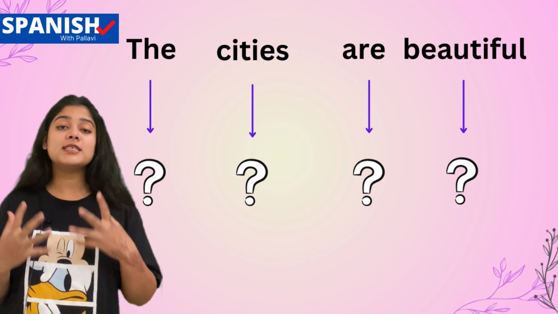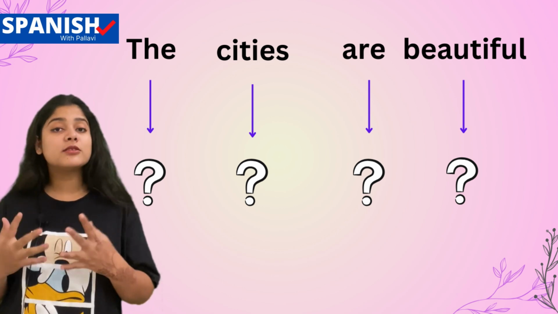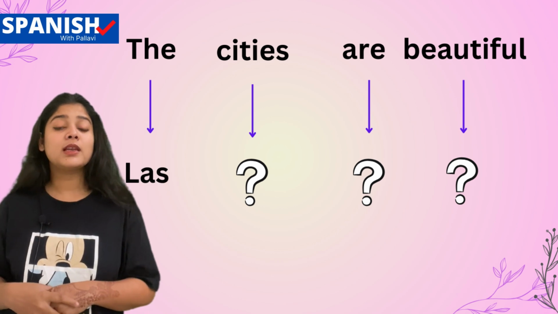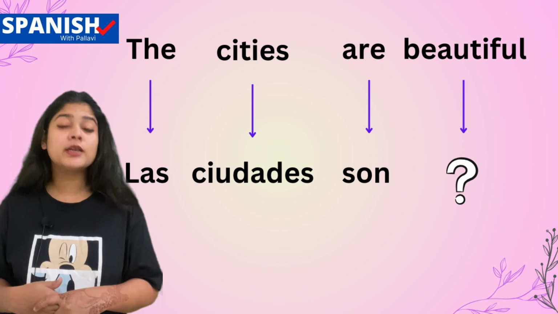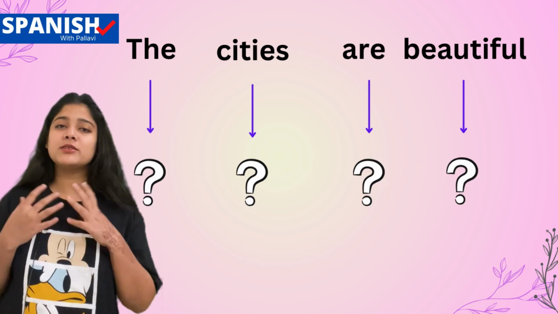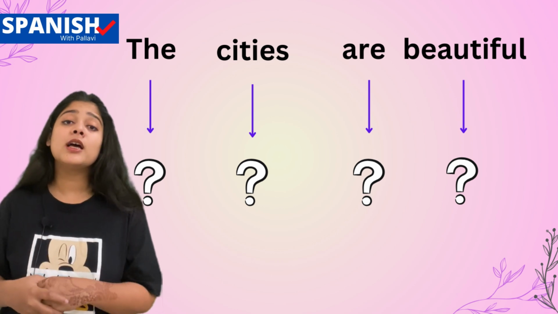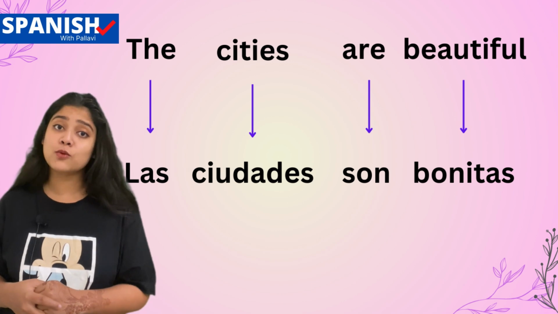Next, the cities are beautiful. How do you say that in Spanish? The cities will be las ciudades. Are will be son. Beautiful will be bonitas. So the whole sentence will be the cities are beautiful. Las ciudades son bonitas.